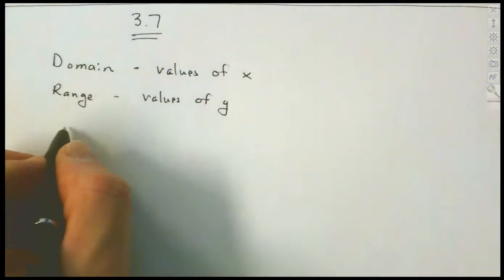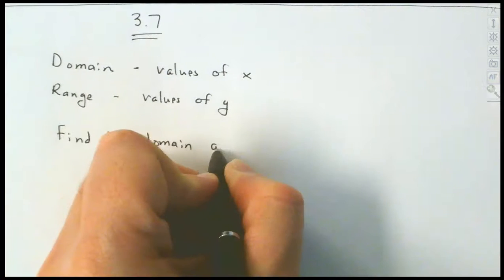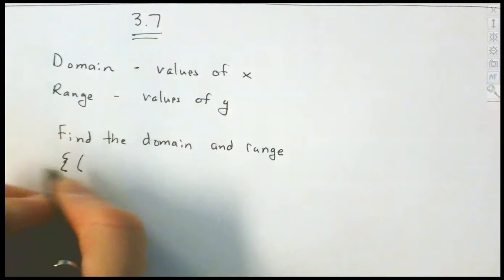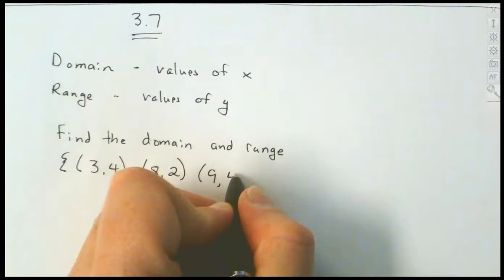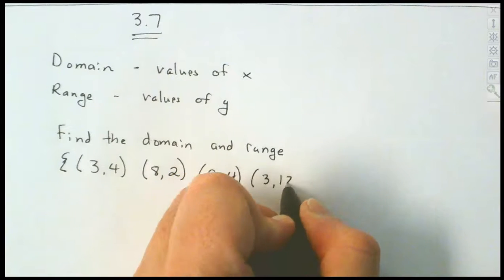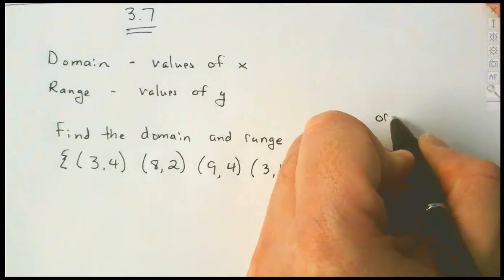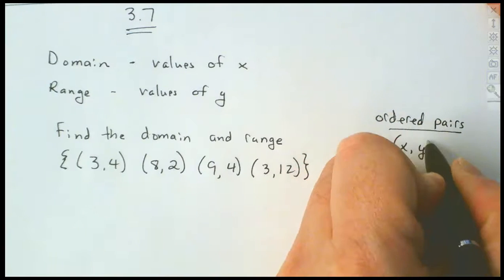So here's some ordered pairs, and I'm going to have you find the domain and range. And this is very, very simple. Now, when we find the domain and the range, if we have duplicated values, we're only going to write those values one time. And when we look at ordered pairs, remember ordered pairs go x, y. So the x is always listed first.